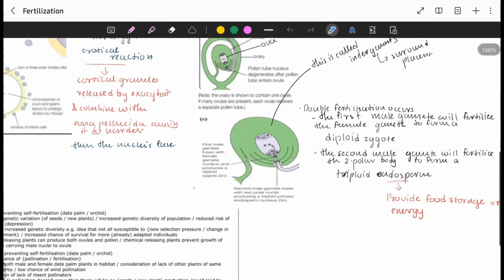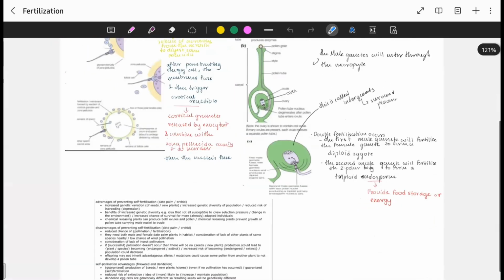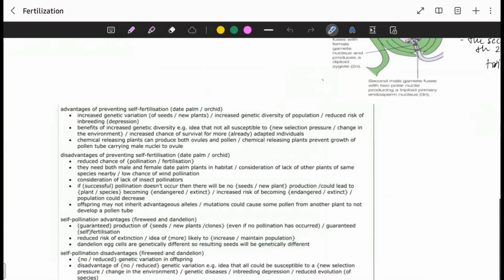And advantages and disadvantages of self-fertilization. We already did this question in the class. So do any of you have any questions on the advantages and disadvantages?